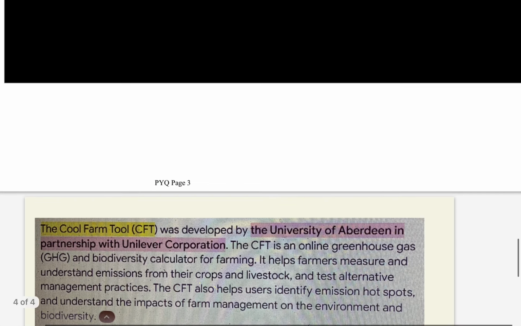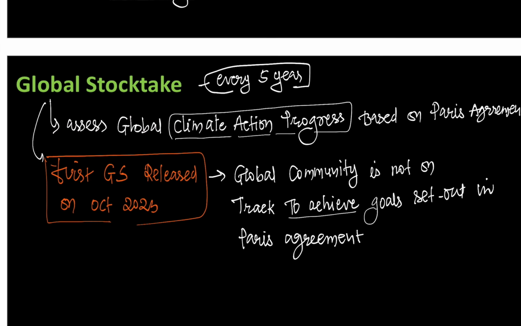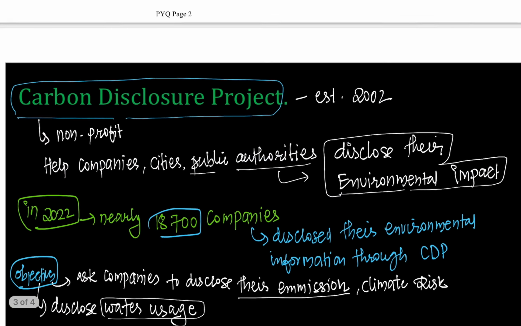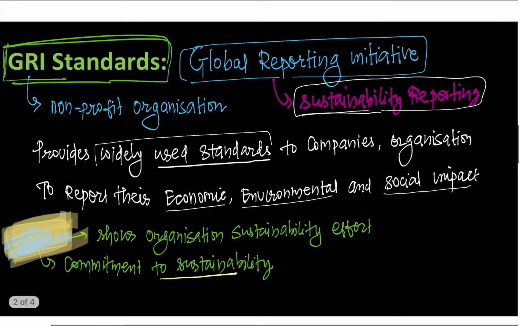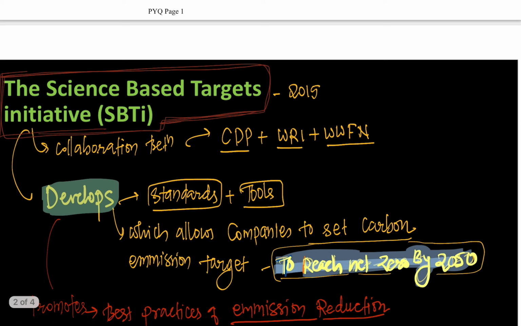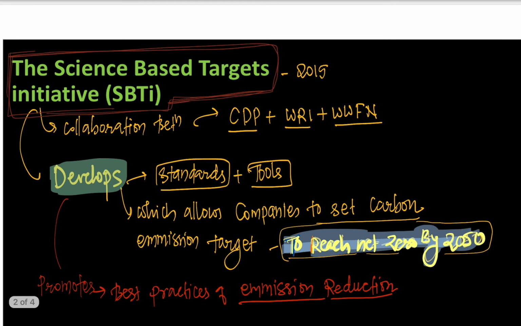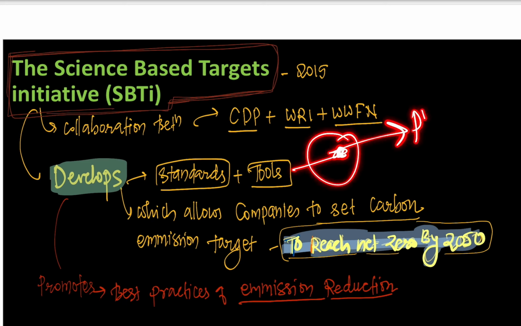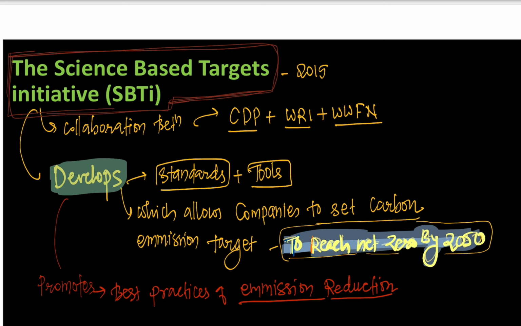So this was all about today's lecture. We discussed very important current affairs about the global stocktake, about the Carbon Disclosure Project, about the GRI standards, and then Science Based Targets Initiative, and I also told you why these current affairs are very important. So do revise these current affairs multiple times, so that even single marks matter, right? I have taken note of these important points based on PYQs. So these current affairs are very important. Do read them multiple times, right?